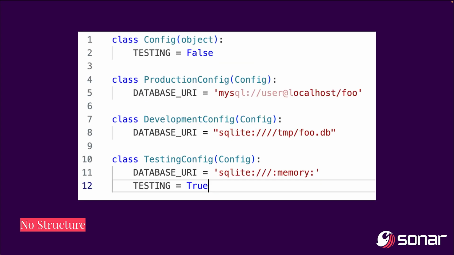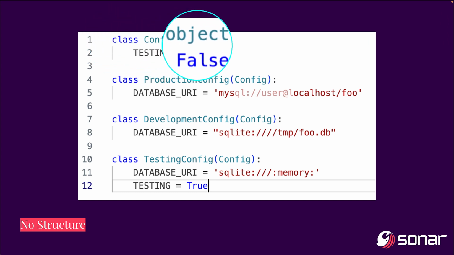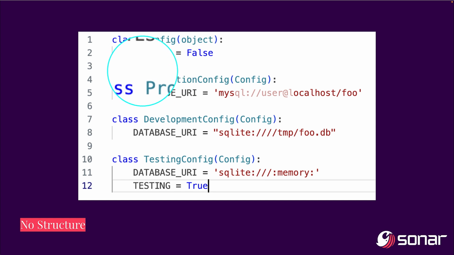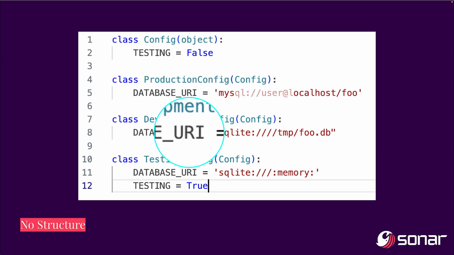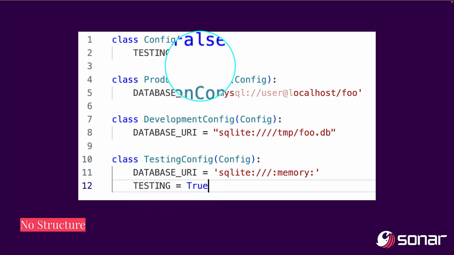So here is an example of a configuration file. You can see that we have a base class of config that inherits from object, and we say that testing is equal to false. And later on in production config, we set the database URI. In development, we set a different database URI. We can say that testing is equal to true, whereas over here, testing is equal to false. So very typical Python classes can be used to configure your application, and you can have configuration in one place.